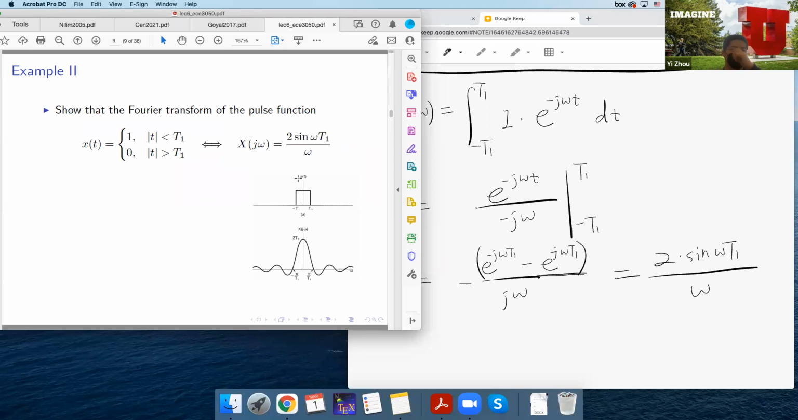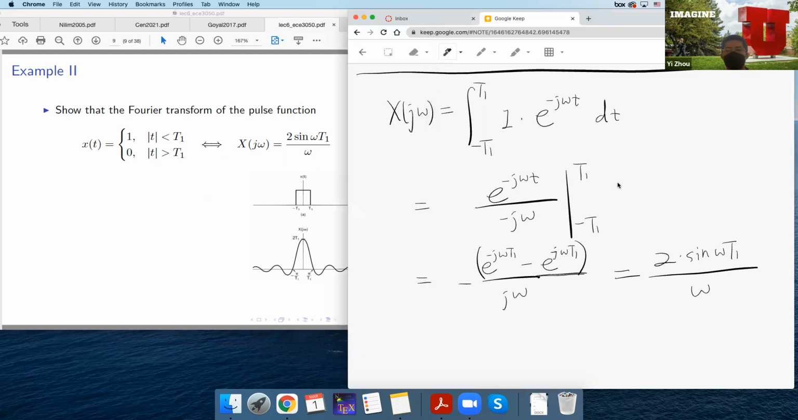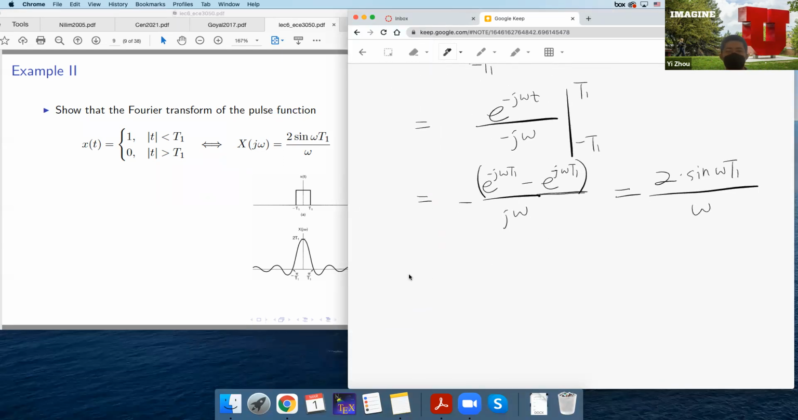So again, very interestingly, this spectrum is a real-valued spectrum. It is not a complex-valued spectrum. So we can visualize the spectrum in this figure. And this is essentially a sinc type function, because we can rewrite it in this way.